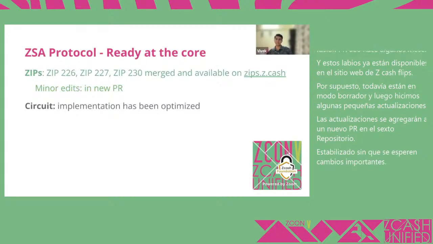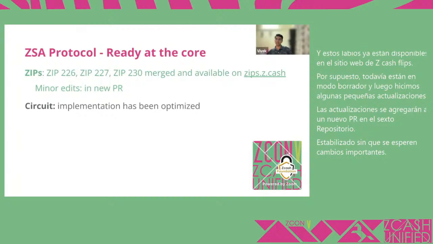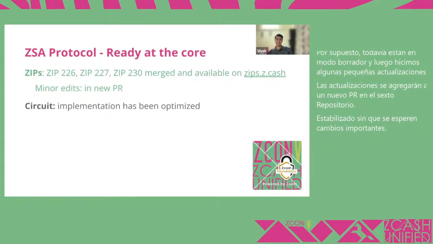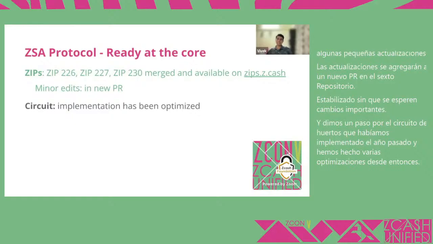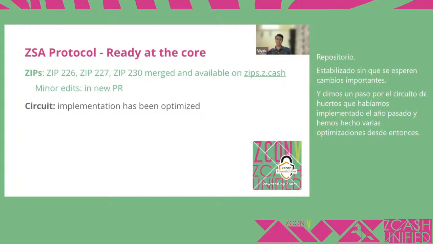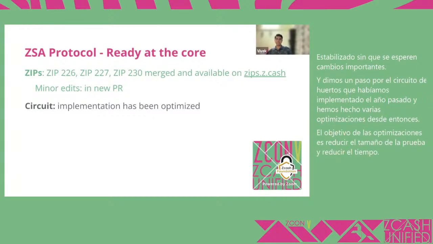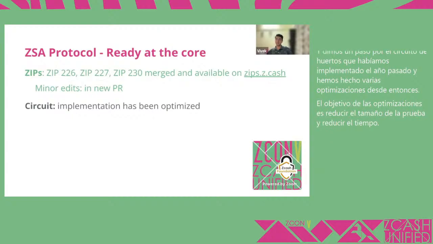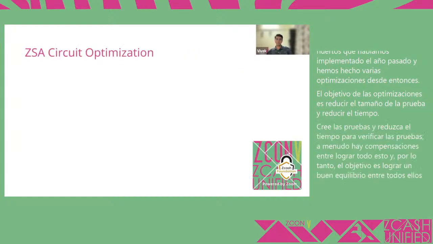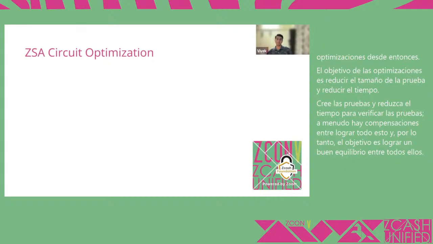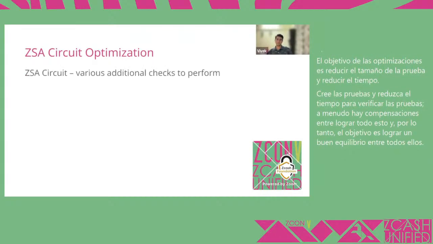However, the design is essentially stabilized with no major changes expected. We made a pass through the Orchard ZSA circuit we had implemented last year, and we have done various optimizations since then. The goal of optimizations is to reduce the proof size, reduce the time to create the proofs, and reduce the time to verify the proofs. There are often trade-offs between achieving all these, and so the aim is to strike a good balance between all of them. We'll now take a look at the result of optimizations we performed in the ZSA circuit.